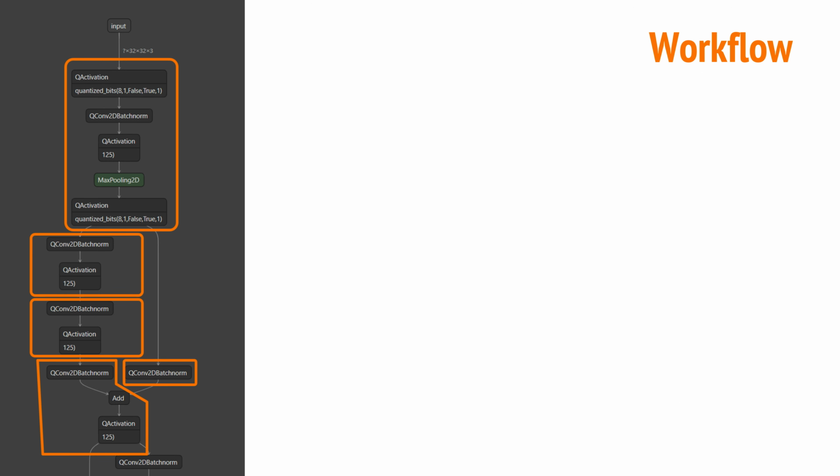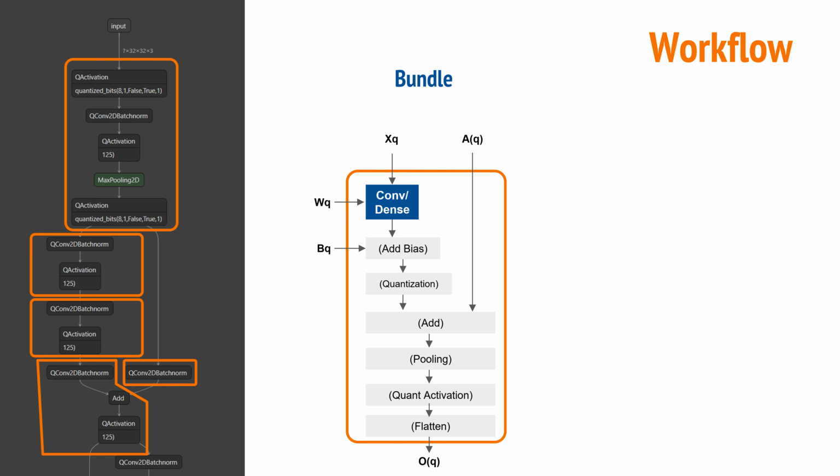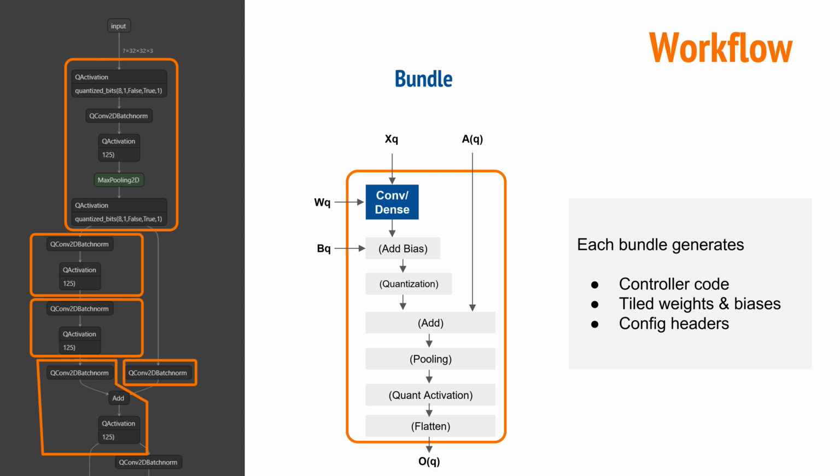So here's our workflow. Given a deep neural network, we group the layers into a linear list of what we call bundles. A bundle is an abstraction for the set of layers that can be deterministically run on our system. Each bundle generates the controller code, tiled weights and biases, and the configuration headers.